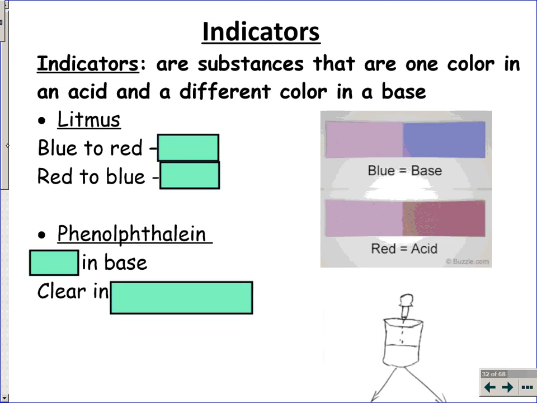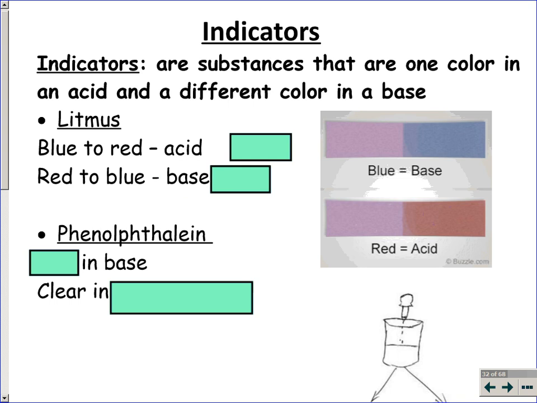And then I like to see if I can come up with my little, this is my Valley girl, California girl, Silicon Valley kind of thing. All right, guys, litmus paper is going to go from blue to red. That's indicating blue to red acid. And then red to blue base.